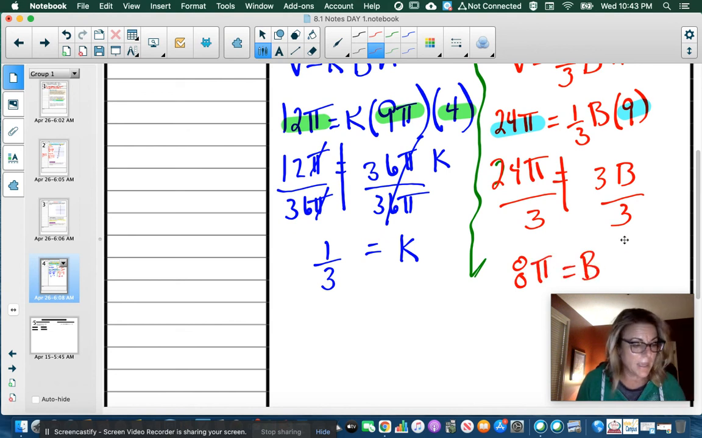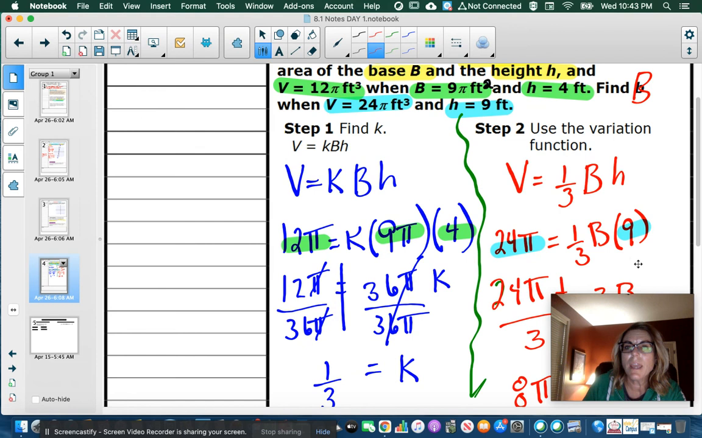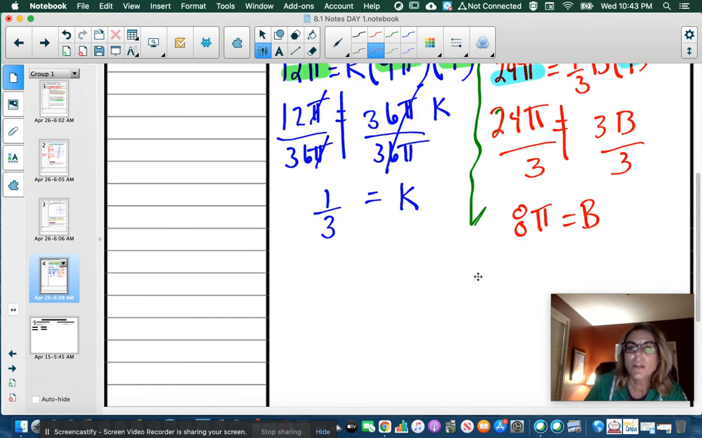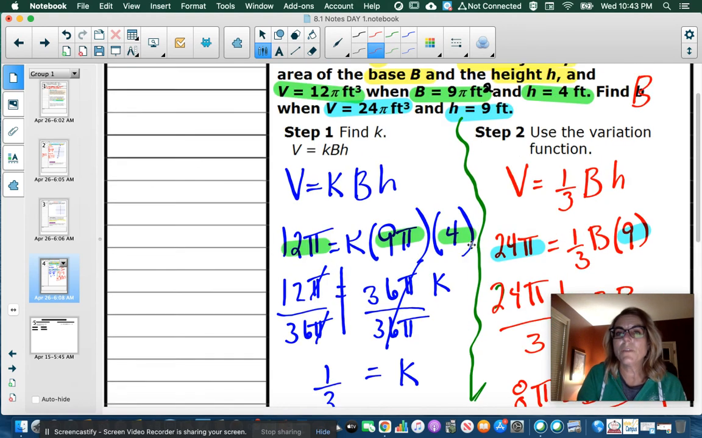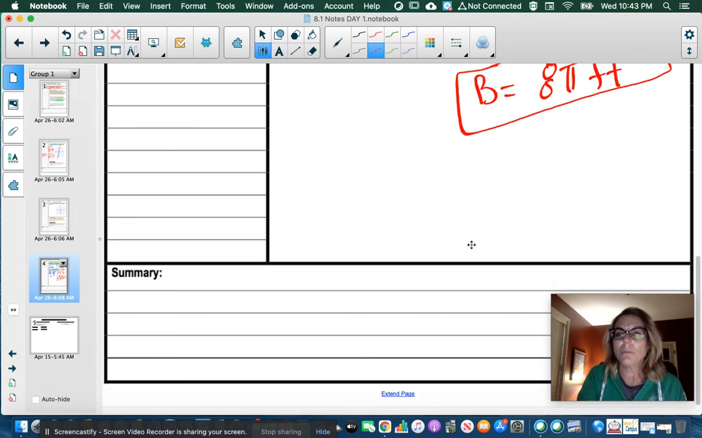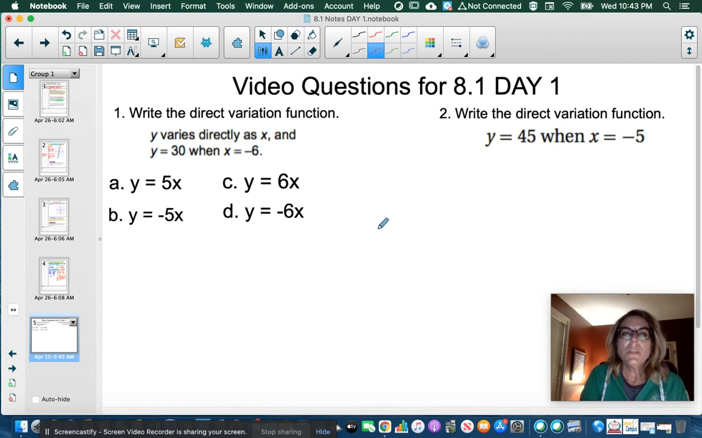That is our B. Our units in this case on B are going to be feet squared. So B is going to be 8 pi feet squared. And there we used what we know about joint variation to solve a word problem. Video question, write the direct variation function. And number 2, please write those in your notes.